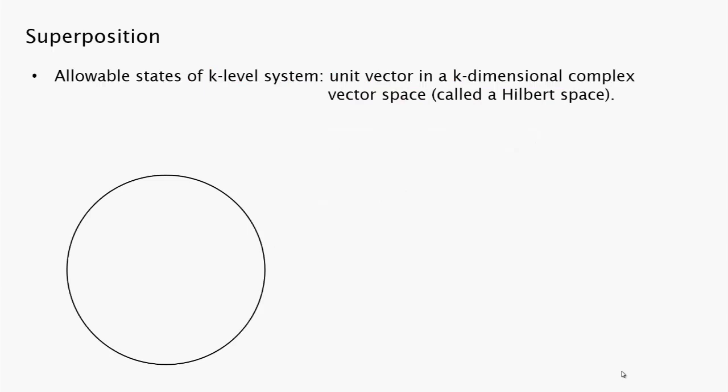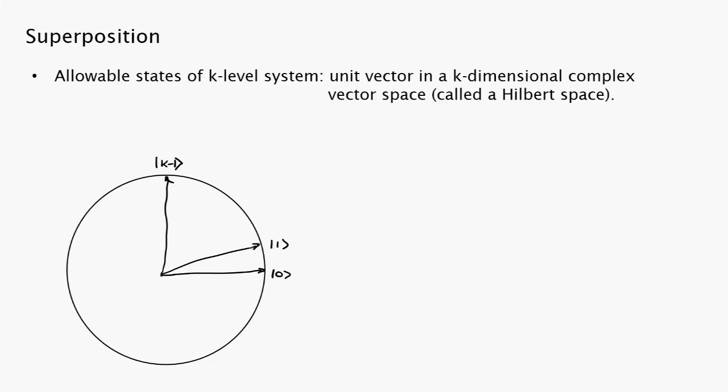What does it tell us? It tells us that if you have a k-level system, like the k energy levels of an electron, then the state of the system is a point on a k-dimensional ball in a k-dimensional complex space. More precisely, there's a k-dimensional complex vector space with a preferred or standard basis, which consists of these k states, which we label 0 through k minus 1, and they represent the k energy levels of the electron.